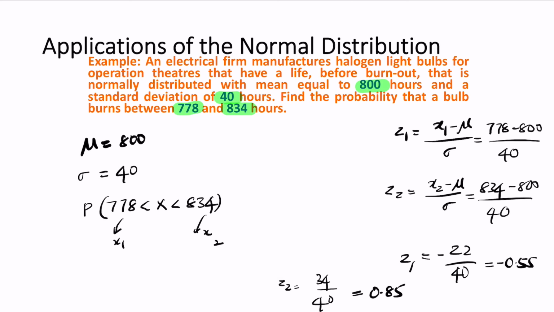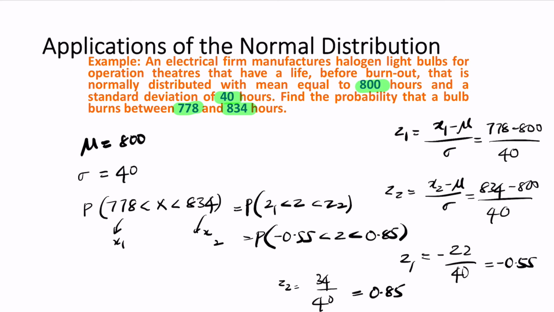So now write it down in terms of z. The probability of z1 less than z less than z2. So the probability of minus 0.55 less than z less than 0.85. This is the probability that you're finding. So now let's note this down on a separate page. Probability of minus 0.55 less than z less than 0.85. This can be written as, remember, for a less than z less than b, z less than b first, so the probability of z less than 0.85 minus the probability of z less than minus 0.55.